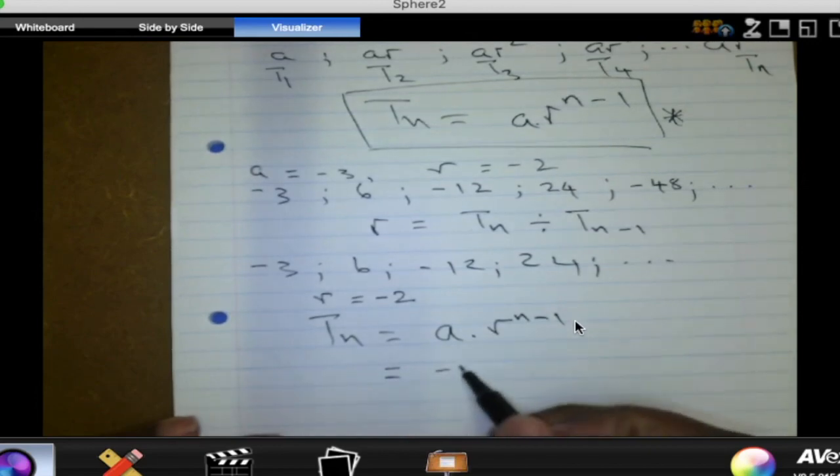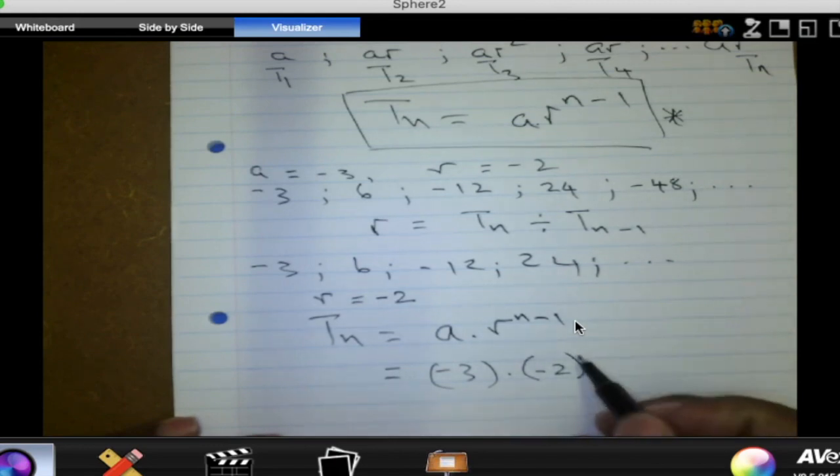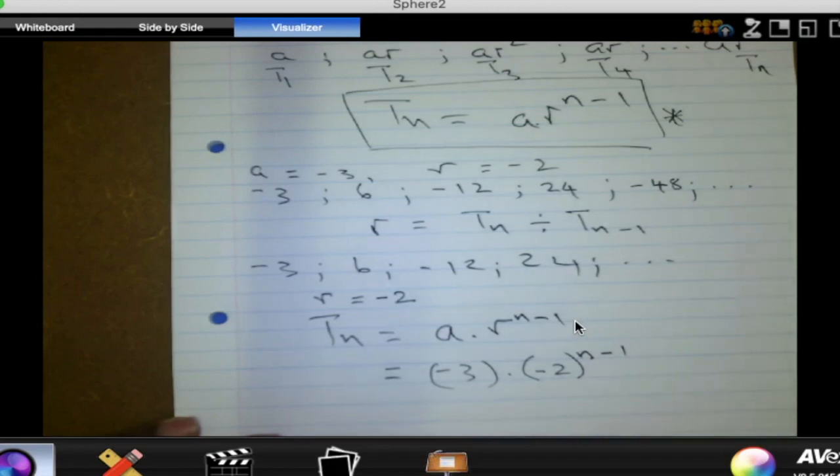A is negative 3. If you are not sure, guys, put these negative numbers inside a bracket. And what is the ratio equal to? It's negative 2. Clearly, this has to be inside a bracket. And that is all to the power of n minus 1.